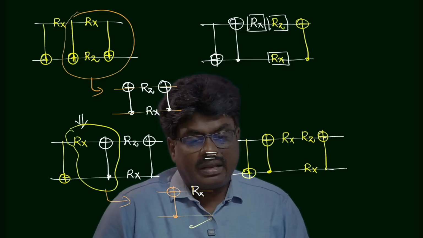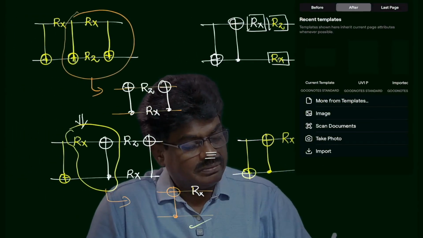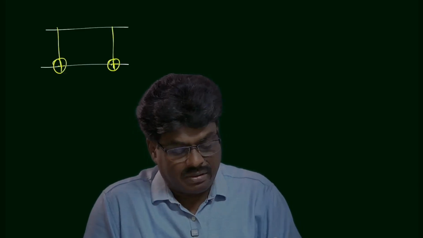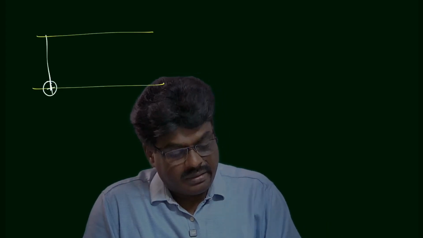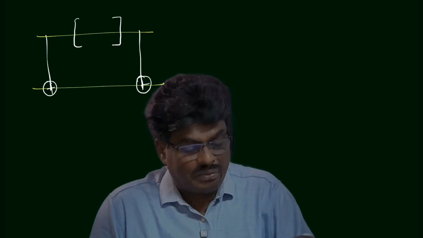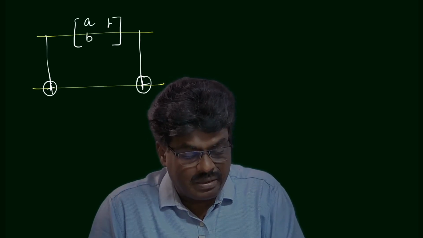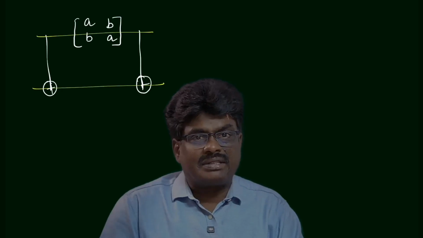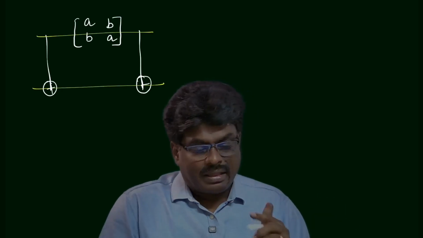So what I observe is the final observation: this is true not only for Rx and Rz. For example, you have this one. Let me take a little bit bigger one. Here a C0 gate, and here a C0 gate, and here we have a single qubit gate with A, B, B, A. Observe carefully, the diagonal elements are the same and the off-diagonal elements are the same, which is the case for Rx.